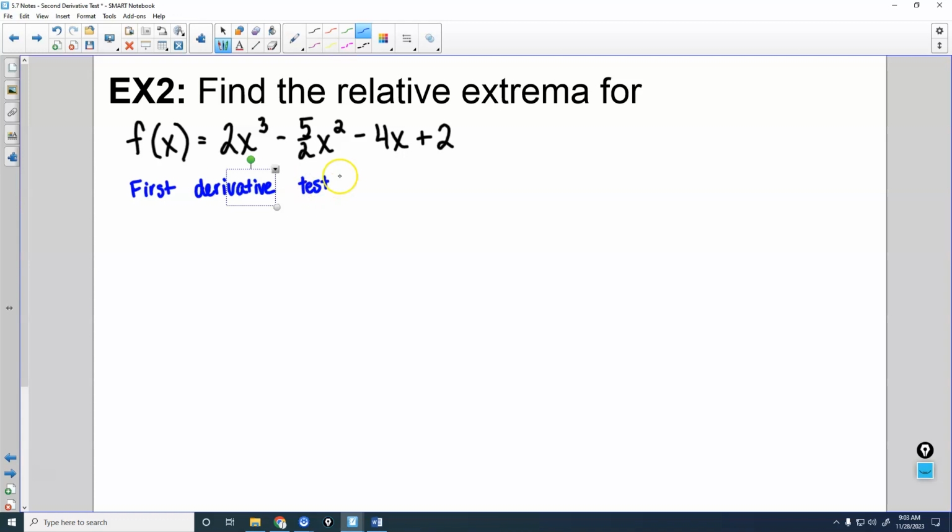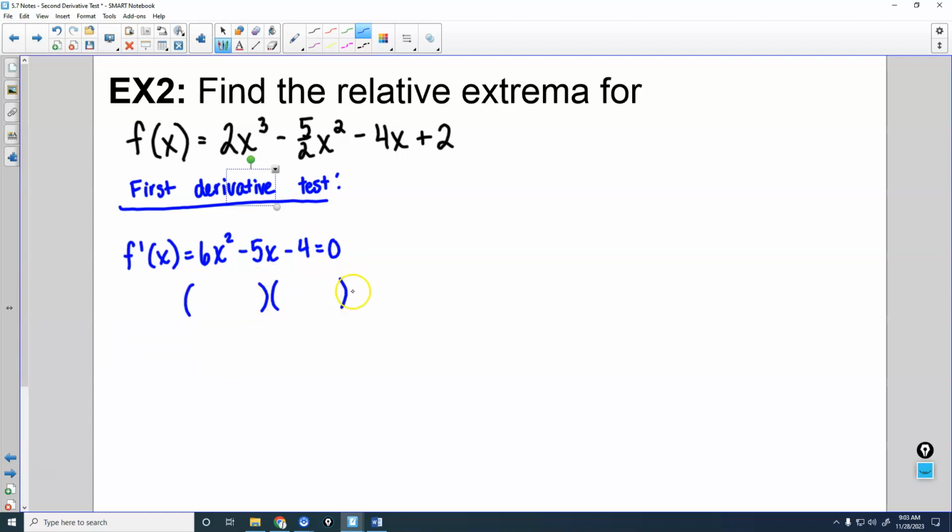this is the one we have already done. First derivative test, you take the first derivative. So f prime of x is going to equal 6x squared minus 5x minus 4. You need to find the places where that derivative equals 0. So you will set this equal to 0. And that's not the easiest factoring there.